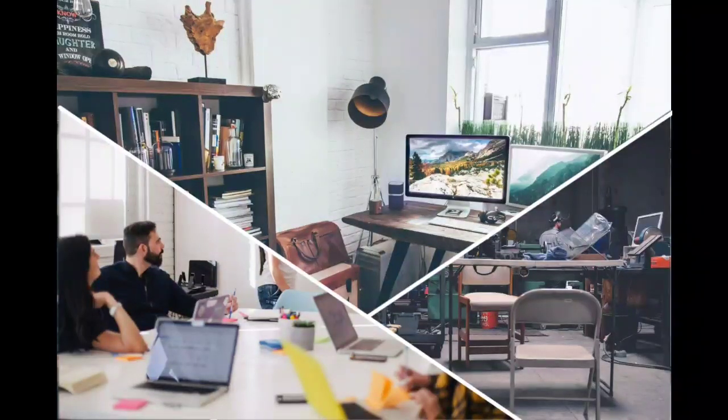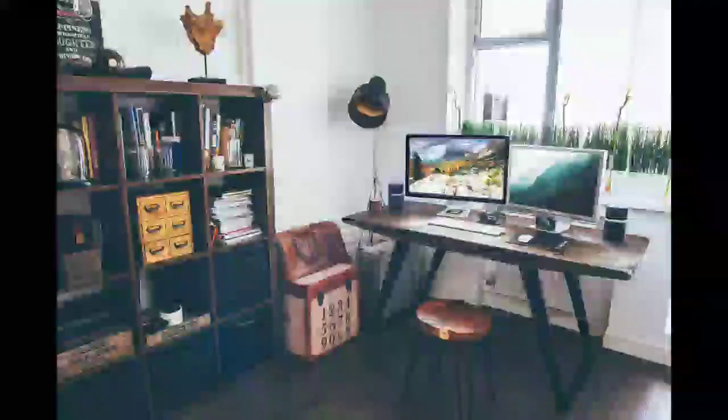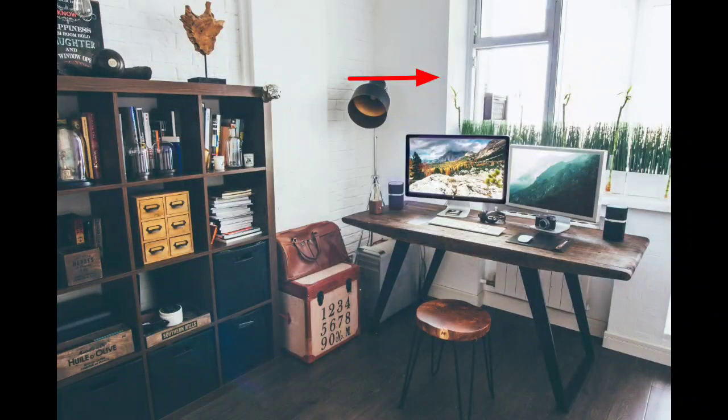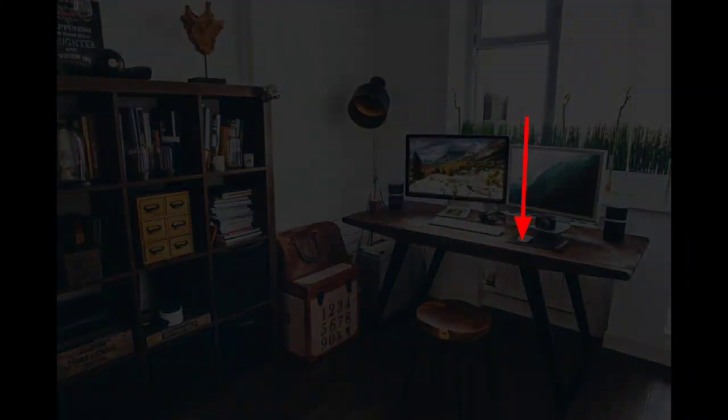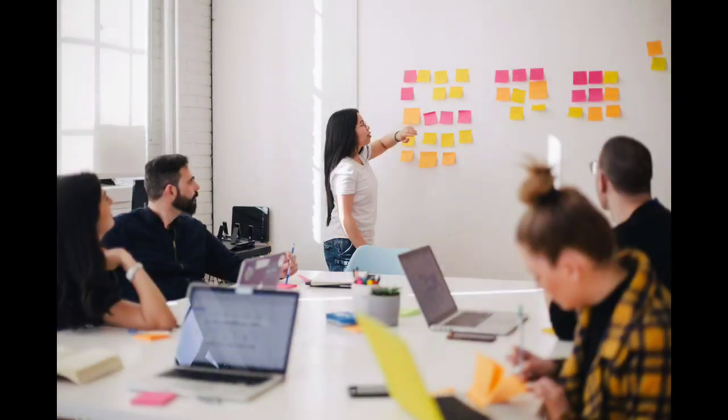Workplace. This is a workspace. That is a window. That is a bookcase. That is a table. That is a chair. Brown chair. This is a workshop. There are machines.